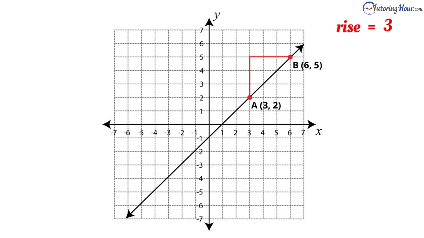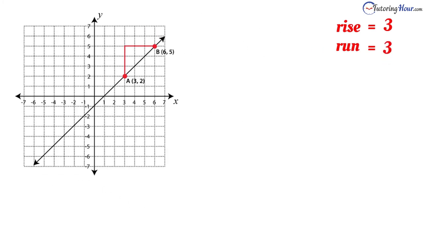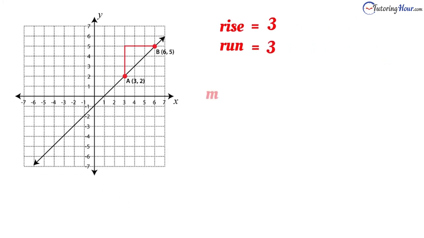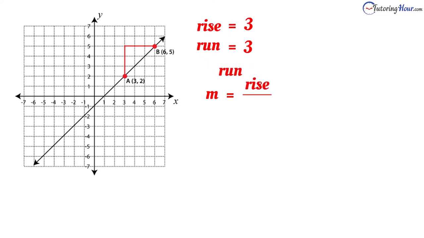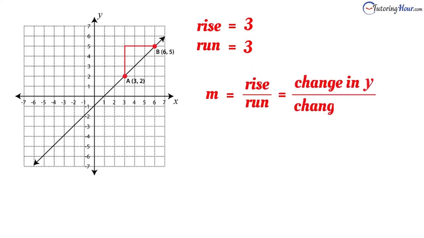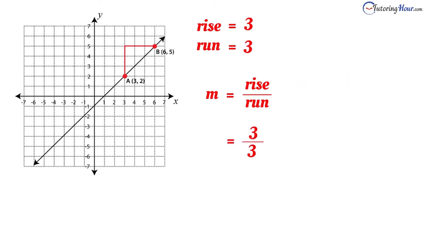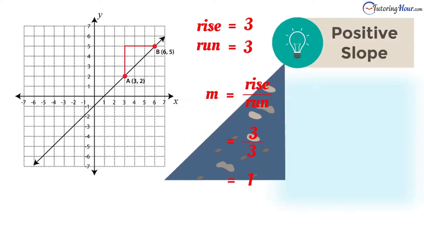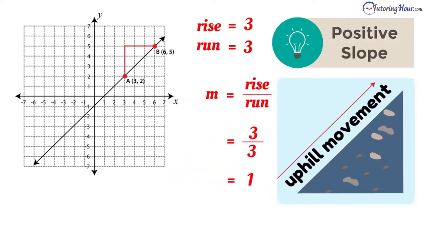This is known as the run. Moving toward the right indicates the run is positive. We have our run, or change in x, which is a positive 3 units. The slope represented by the letter m is the rise over run. That is, the change in y over the change in x. The slope m here is 3 over 3, and that equals 1. A positive slope indicates an uphill movement.